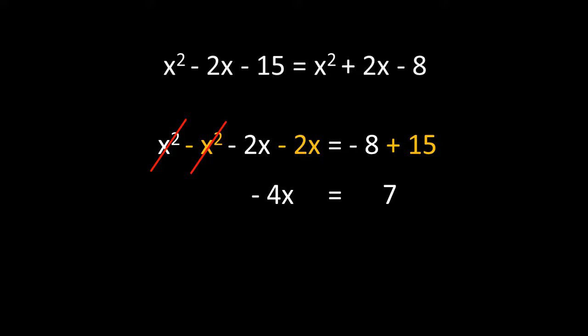Then we're going to divide both sides by negative 4 to eliminate the coefficient of x. So negative 4x over negative 4 is equal to 7 over negative 4. Then we'll get the answer x is equal to negative 7 over 4. So this will be our solution in the equation x plus 3 over x minus 2 is equal to x plus 4 over x minus 5.